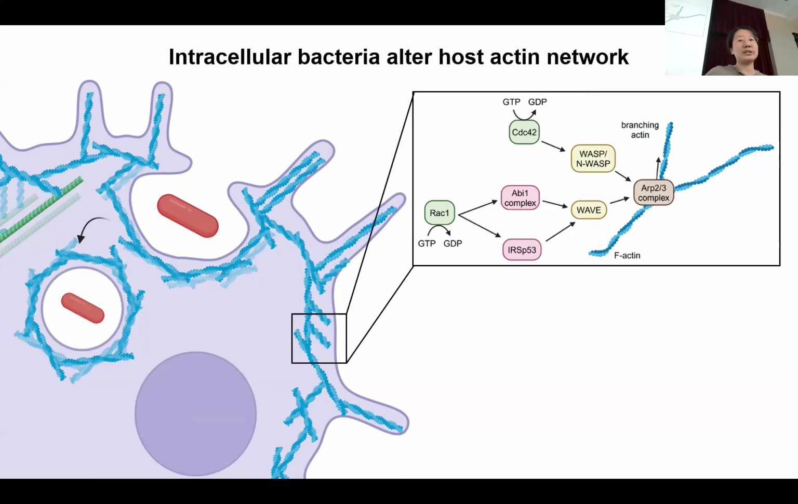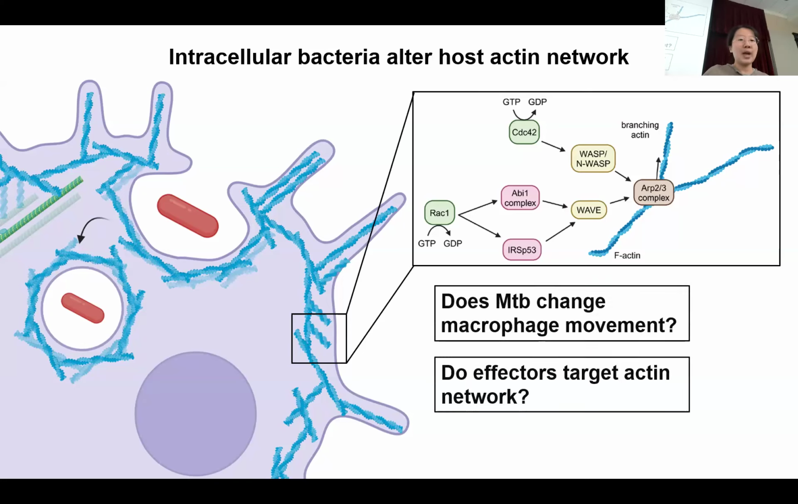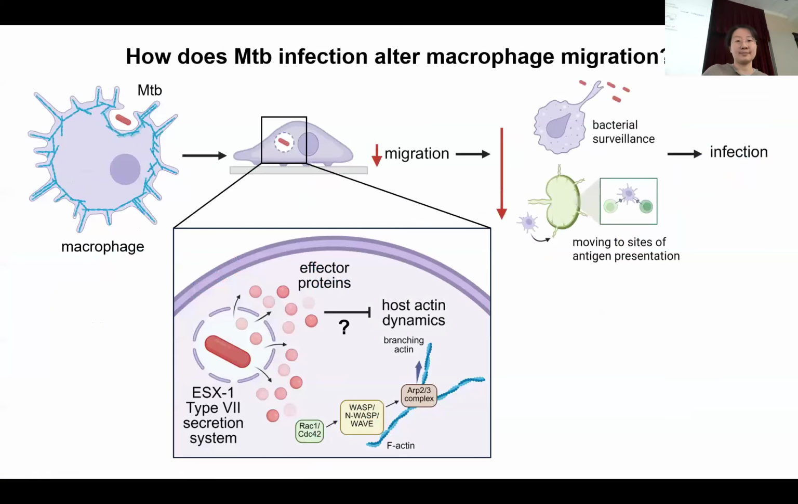And these regulatory proteins have been reported in the literature to be targeted by intracellular bacteria through their effectors, which led us to reason that such targeting of actin regulators can happen with MTB in macrophages, especially since the molecular mechanisms of how MTB infection alters the macrophage actin network remain incompletely understood. So we ask, does MTB change macrophage movement during infection? And do bacterial effectors target the macrophage actin network?